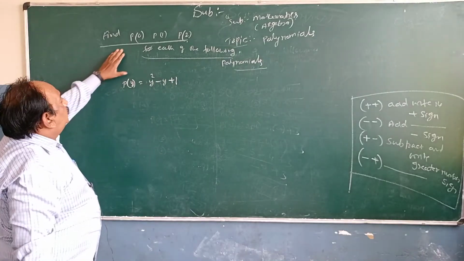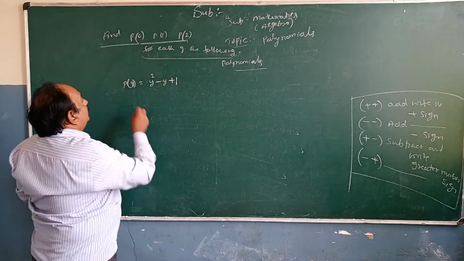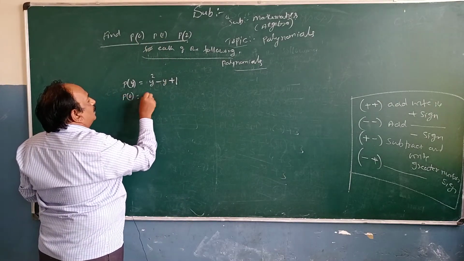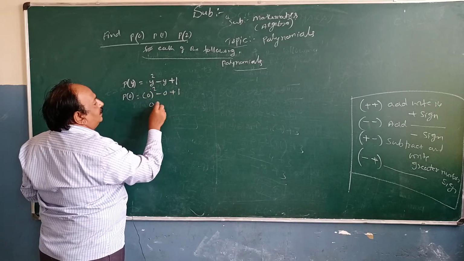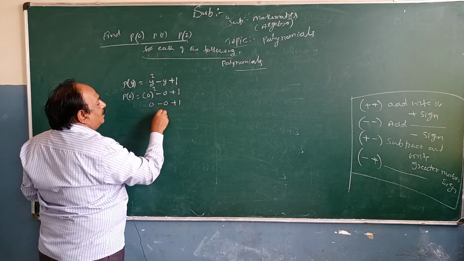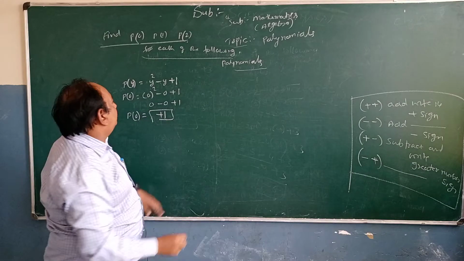We are going to substitute all these values. First one is 0, second one is 1. First one is P of 0: 0 square minus 0 plus 1. 0 square is 0, minus 0 plus 1. The answer is plus 1. P of 0 is equal to plus 1.